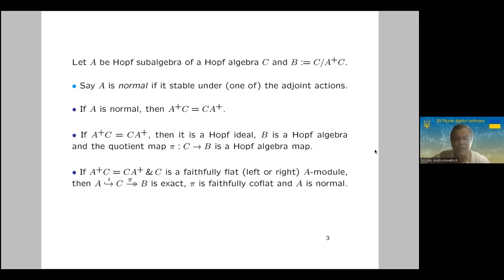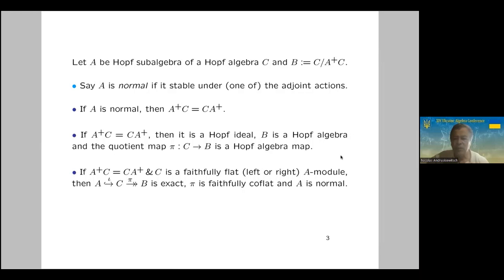And if this happens, then it is a Hopf ideal, and B, which in general is not a Hopf algebra quotient, will be a Hopf algebra in such a way that the quotient map pi will be a Hopf algebra map. And this is what is important. If A plus C is equal to C A plus, and C is faithfully flat as a left or right A module, then the sequence is exact, meaning that the coinvariants of pi are A, and furthermore, A is normal as before, and pi is faithfully coflat.